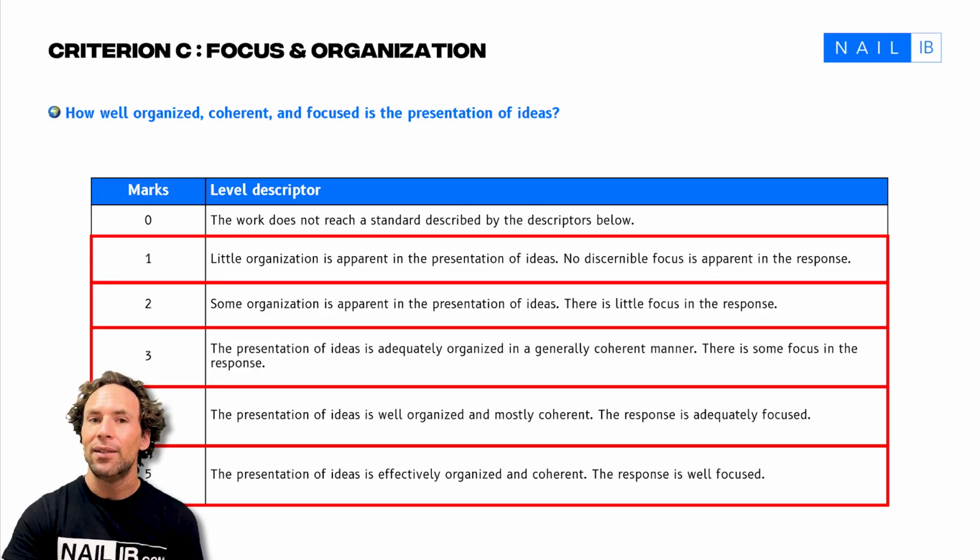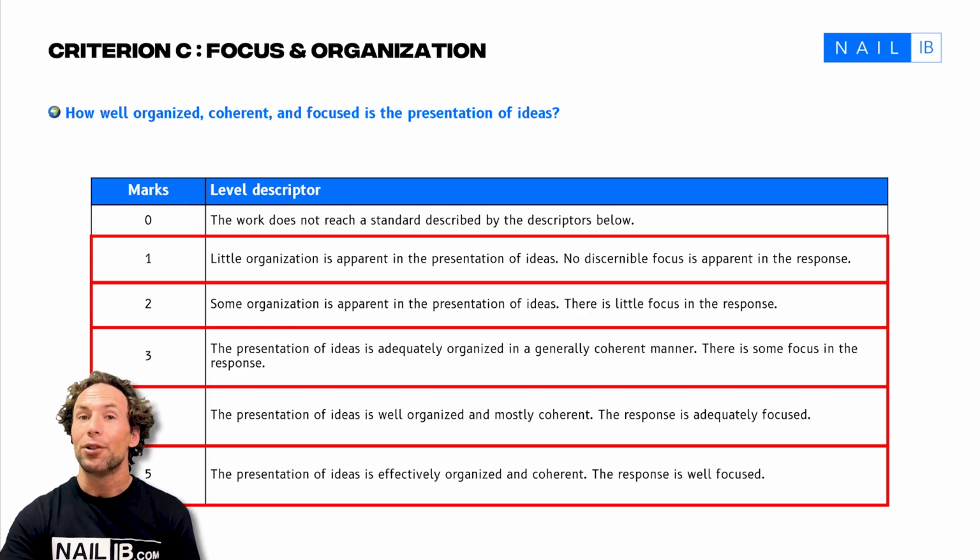So these sections then benefit from stronger transitions and some indication of progression to show that we're moving between ideas and really using those transitions to help. Then takes us into Criterion 4. This is beginning to really show effective organization and focus. Here, you're demonstrating a well-organized presentation of ideas that are mostly coherent and a response that is adequately focused.